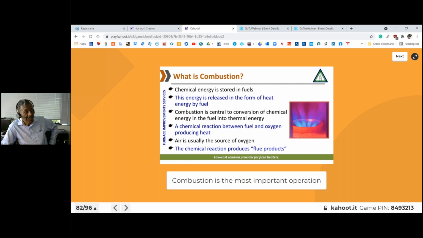So what is combustion? Combustion is chemical energy stored in fuels. This energy is released in the form of heat, and we are converting chemical energy into thermal energy. And the reaction is basically between fuel and oxygen, although oxygen is derived from air. And the products of combustion are known as flue gas products.